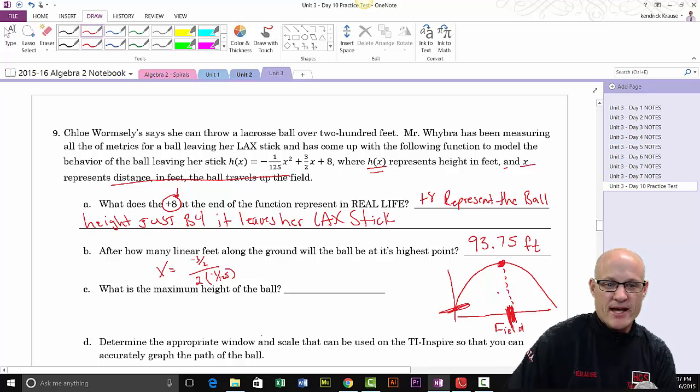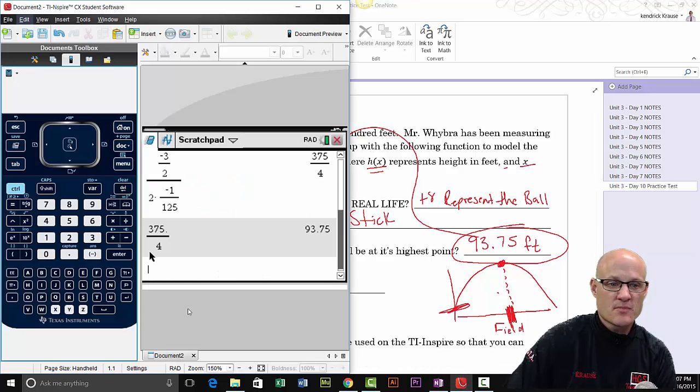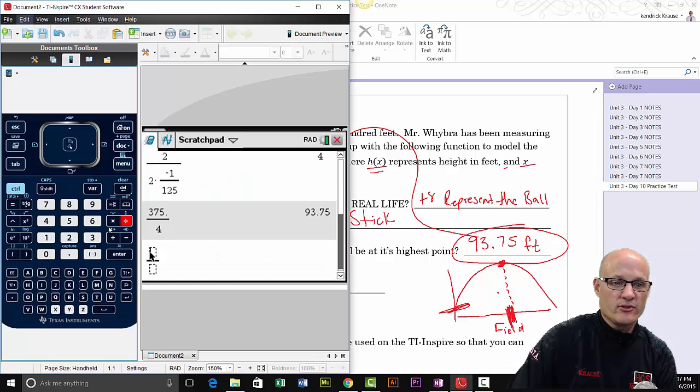So, what is the maximum height of the ball? So what I want to do with this is take this and put it into this equation. So I'm going to go back to my calculator. I'm going to go control division. Negative 1 over 125. Oh.